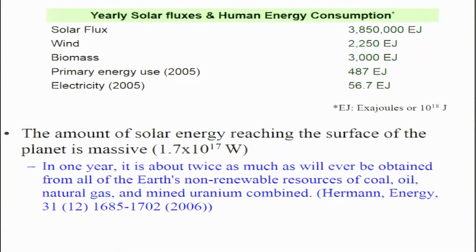Somebody made this calculation, and in a paper in Energy in 2006, it was speculated that in 1 year the energy that falls on the surface of the planet is about twice as much as we will ever obtain from other non-renewable sources of energy such as coal, oil, natural gas as well as nuclear energy. So, this speaks a lot about solar energy. The amount of solar energy available to us is simply huge.